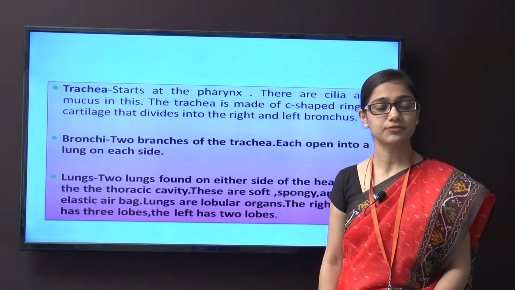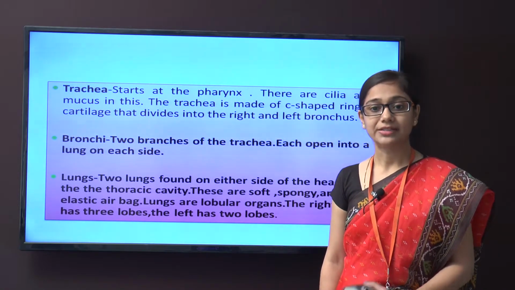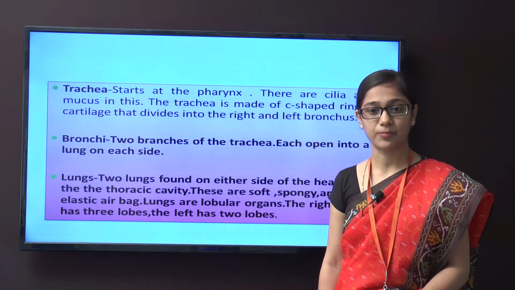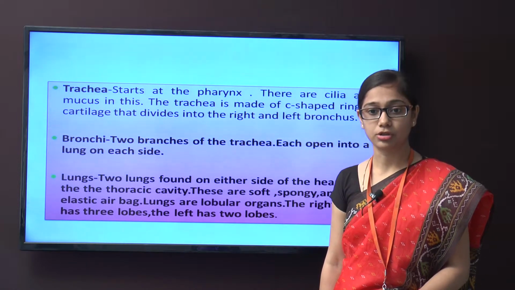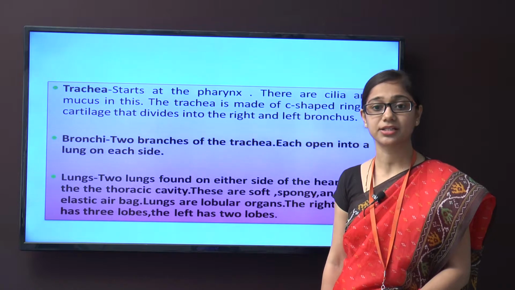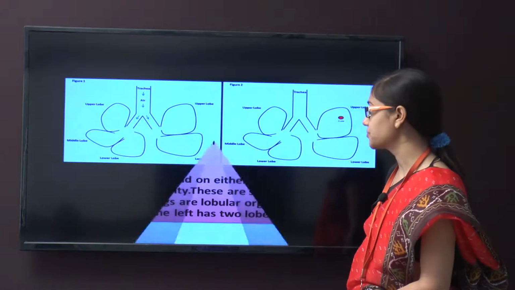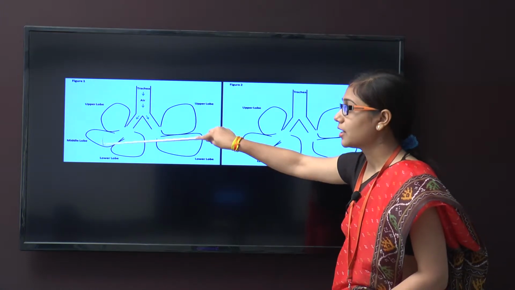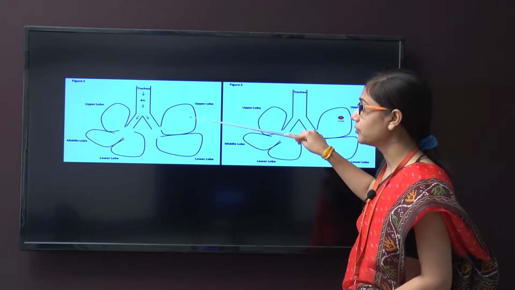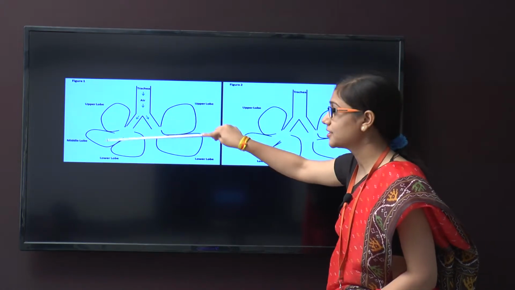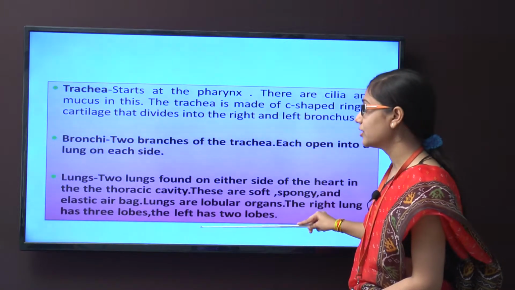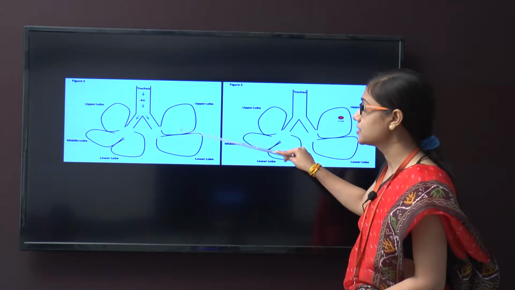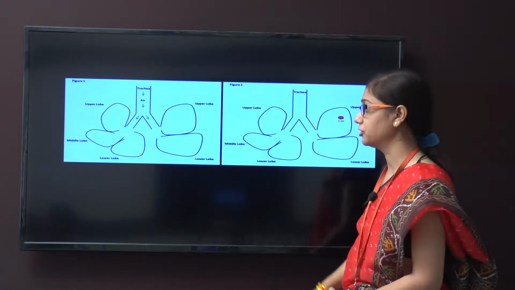There are two lungs in our body, one on either side. The lung is a soft, spongy and elastic air bag. Lungs are lobular organs: the right lung has 3 lobes and the left lung has 2 lobes. You can see here the upper lobe and lower lobe, and the third lobe. This is our left lung and this is our right lung.